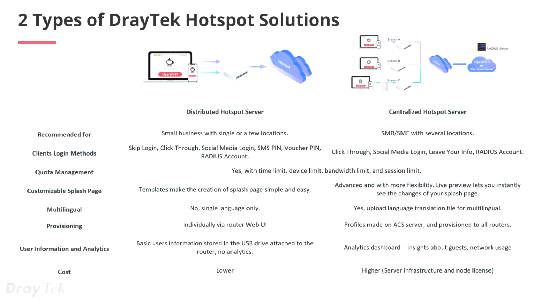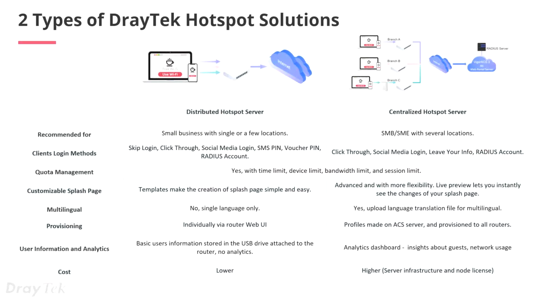Splash pages are similar between the two, but the centralized one is a little bit more advanced with more flexibility. It also lets you preview it in ACS3 when you're designing it, and you can see the changes. And more easily, if you wanted to update it, you can do it centrally and then apply that to all of your devices. On language, the distributed one is just a single language, but the centralized one allows you to have translation files, for multilingual support.